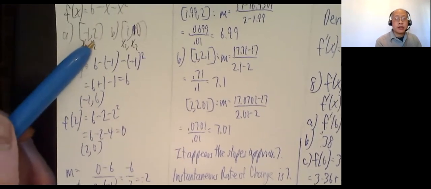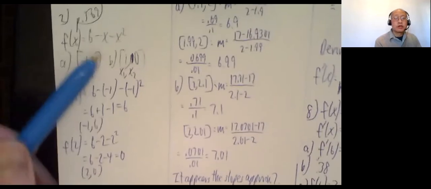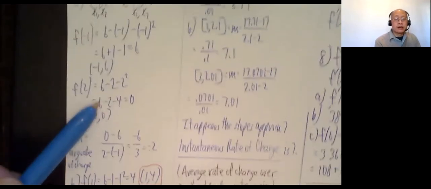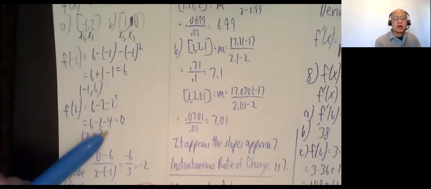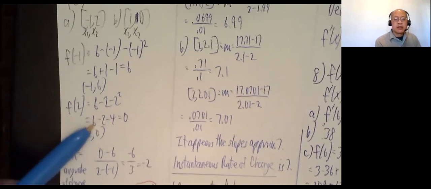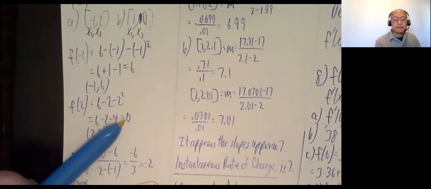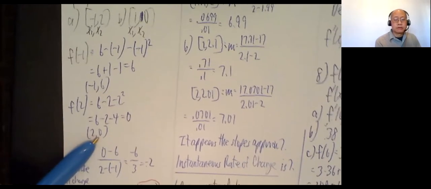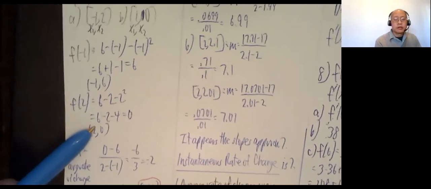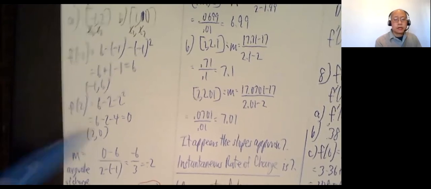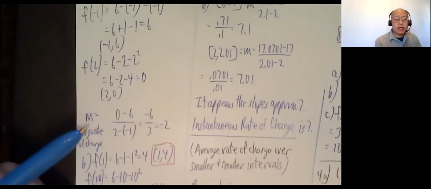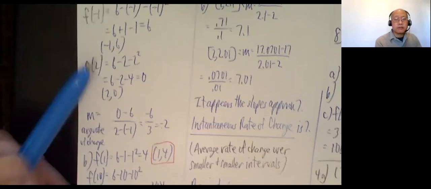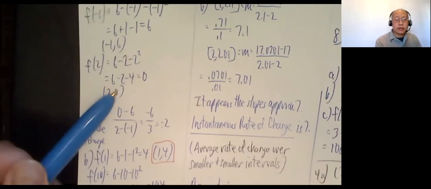Then they tell me to plug in 2, f of 2. So plug in 2 right there and right there. 6 minus 2 squared. 6 minus 4 is 2. Wait, 6 minus 2 squared is 6 minus 4, which is 2. So the second point is 2, 0. So -1, 6 and 2, 0. Now what is the average rate of change? I just find the slope of the line joining these 2 points.